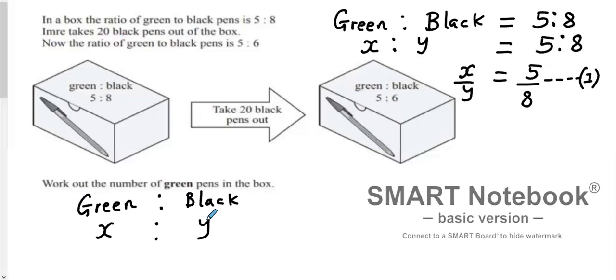That means how many black pens are there? It is Y. Now, take 20, subtract 20 from Y. That is what it means. So how many black pens will remain? It will be Y minus 20. And how many green pens will be there? This will remain the same. This will remain X ratio Y minus 20.